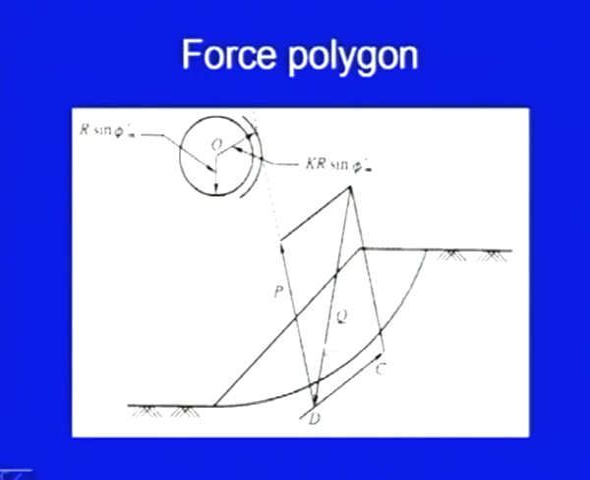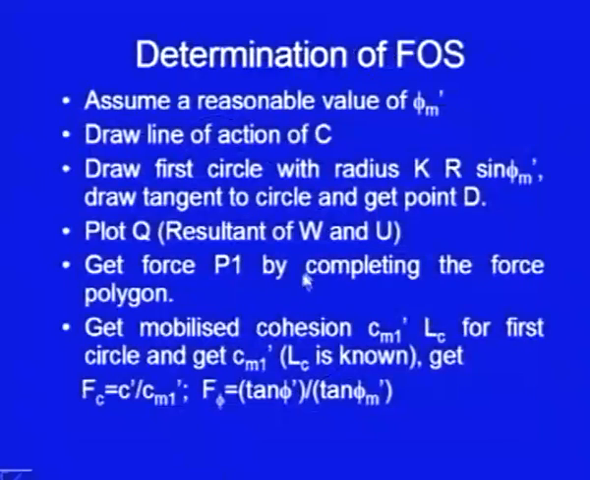So, you can find out the unknowns. This particular force polygon, this is Q, this is C and P, can be constructed. These were the basic concepts. For determining the factor of safety, what we have to do is we start with a reasonable value of phi m dash.